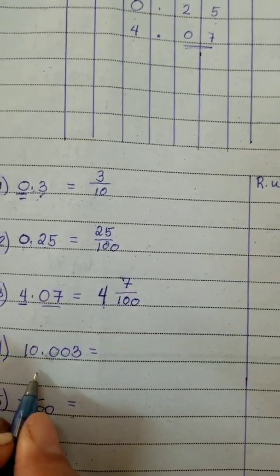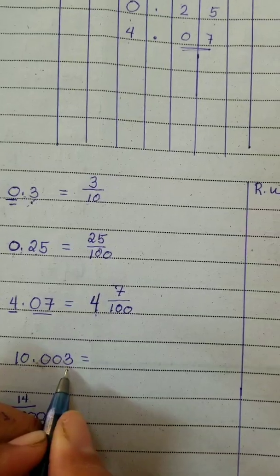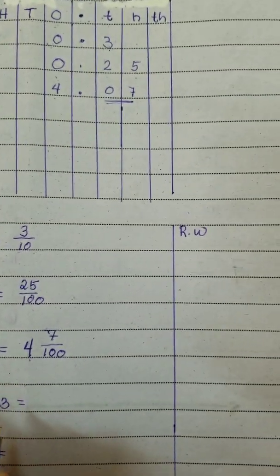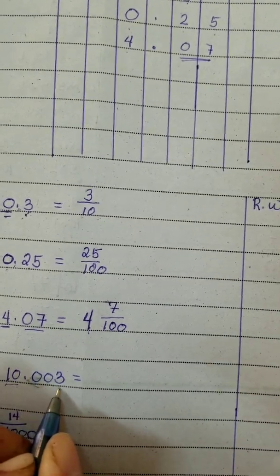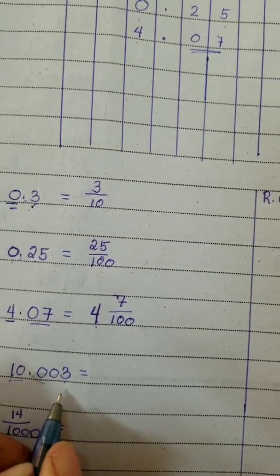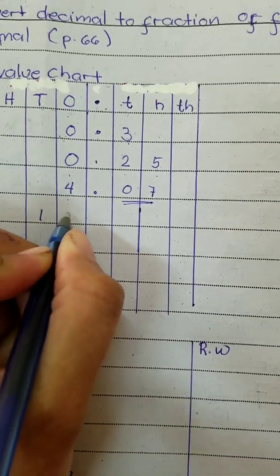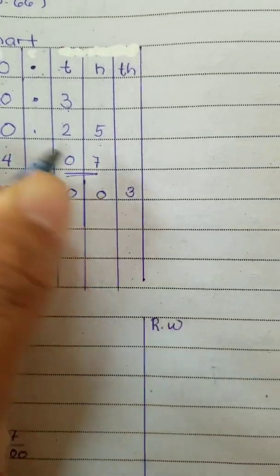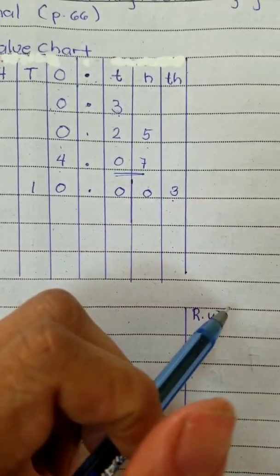Let's have another example. If I have here 10 and 3 thousandths, or 10.003. If you notice, our whole number is 10, and in the decimal part, we have 3, which belongs to the thousandths place value. So let me write that into the place value chart. So our whole number is 10.003. Again, the 3 here is in the thousandths place value.